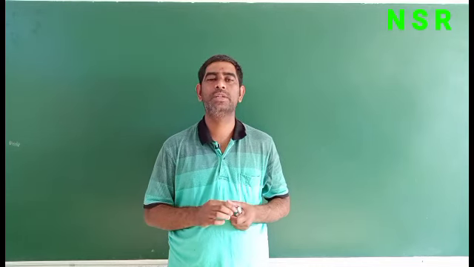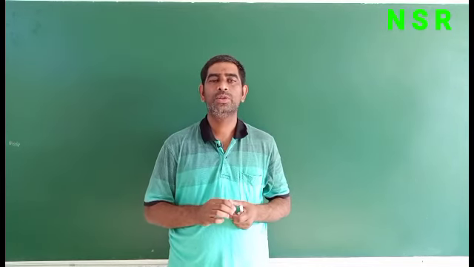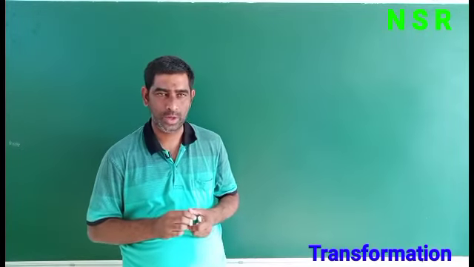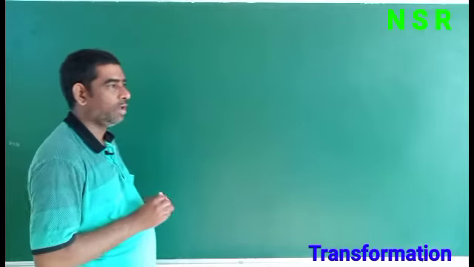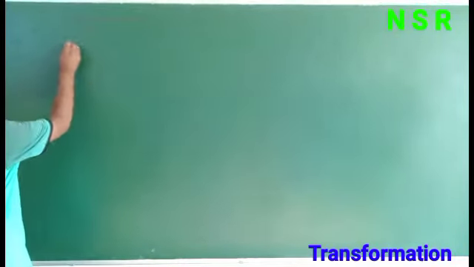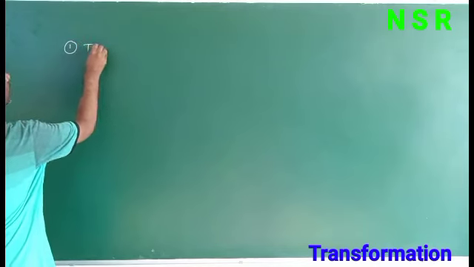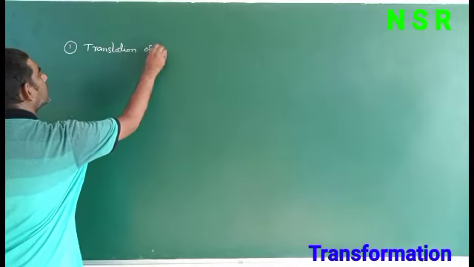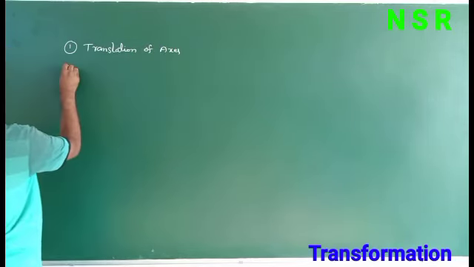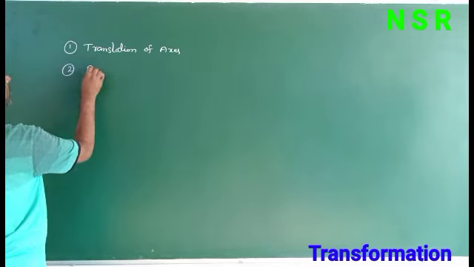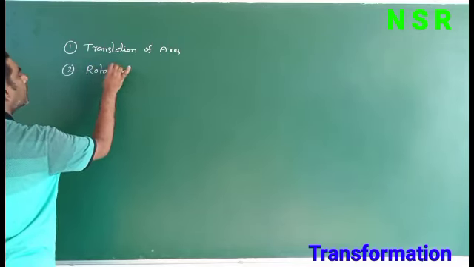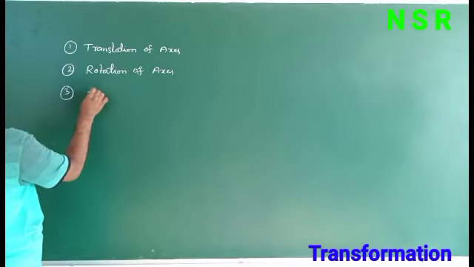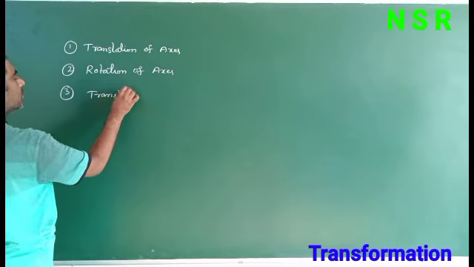This is the first session of translation of axis for junior inter students. In this session we are going to discuss different types of translation of axis. Transformation of axis, we have three types. First one is translation of axis. Second one, rotation of axis, and third one, translation and rotation.